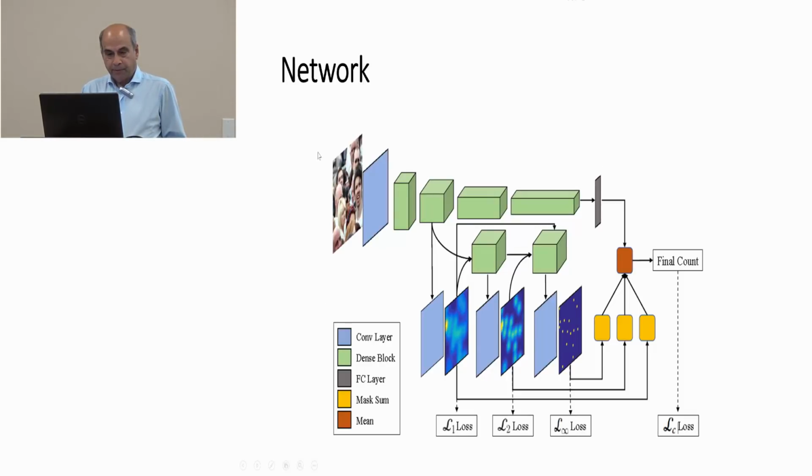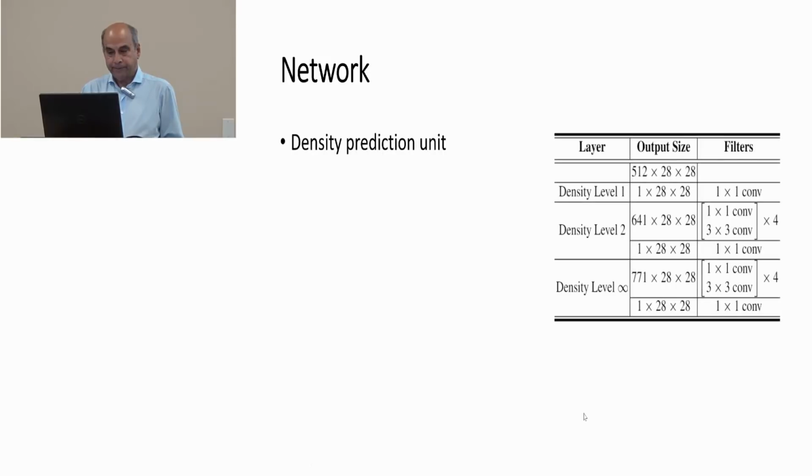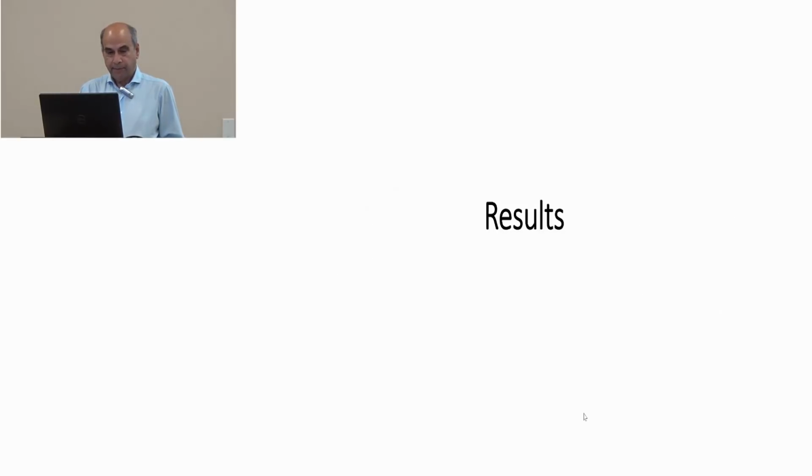The network is simple. We take an image here and the density ground truth, and we come up with the density estimates at different scales, and then also the count here. We have these losses as I talked about before, and the network has these different layers. These are training details, typically the Adam solver, learning rate and so on. So let me show you some results.